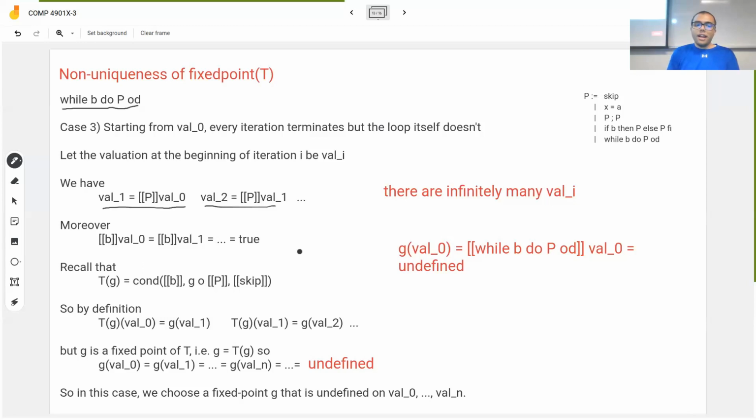Okay. Other than that, since this while loop is going on forever, this means that the guard of the while loop was always satisfied.